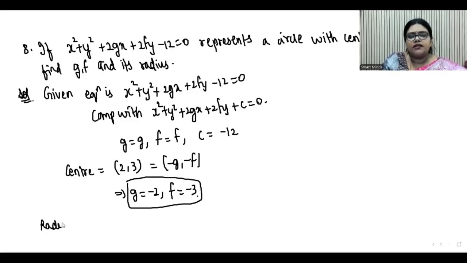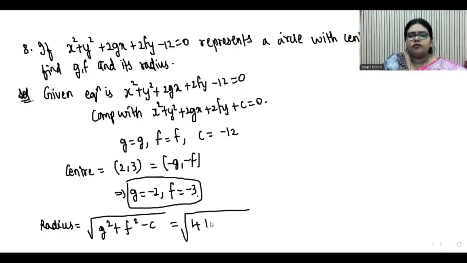Now what is the radius? We have a formula for the radius. That is the square root of g² + f² - c. That is the root of 4 + 9 - (-12), which is plus 12. That is root 25, which means the radius is equal to 5.